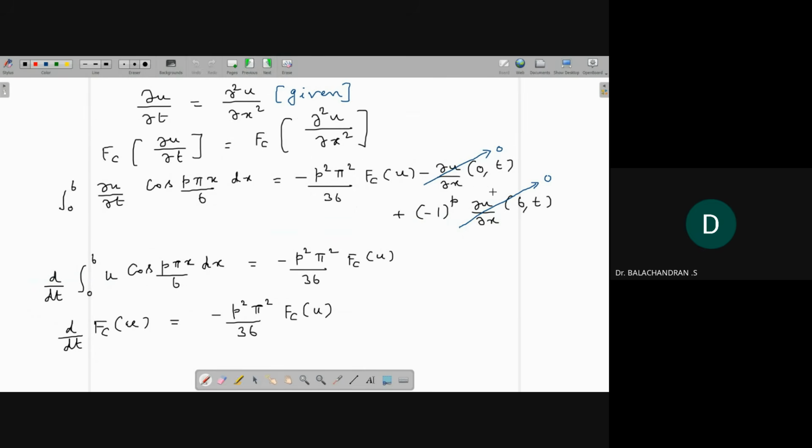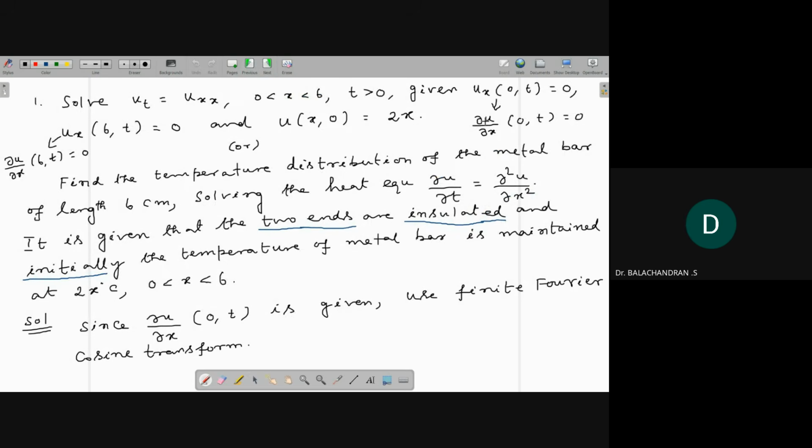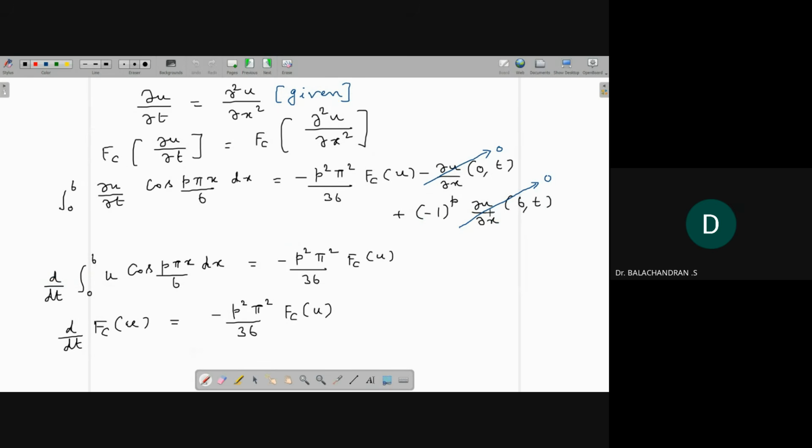Okay, but these two are 0 because it is given in the problem. ∂u/∂x at (0, t) equals 0, and u_x(6, t) equals 0. So that's why these two expressions are 0. Okay, what is remaining? Remaining is the left hand side.